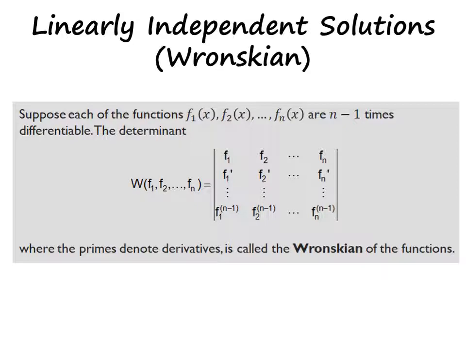We are interested in linearly independent solutions. We can verify if a set of n solutions is linearly independent using a determinant called a Wronskian. It can be observed that the Wronskian in this slide is either identically 0 or never 0 for every x.